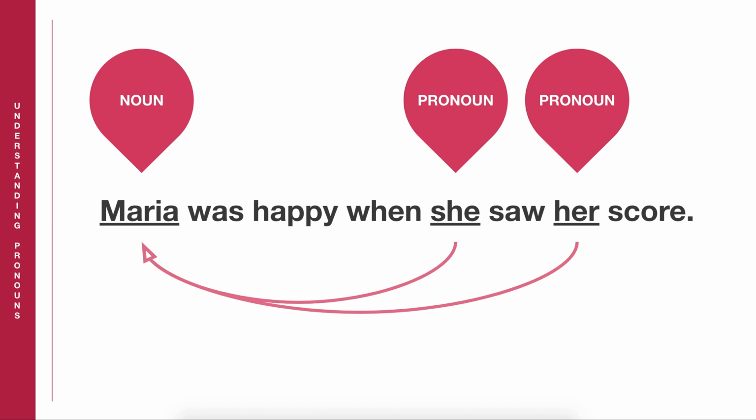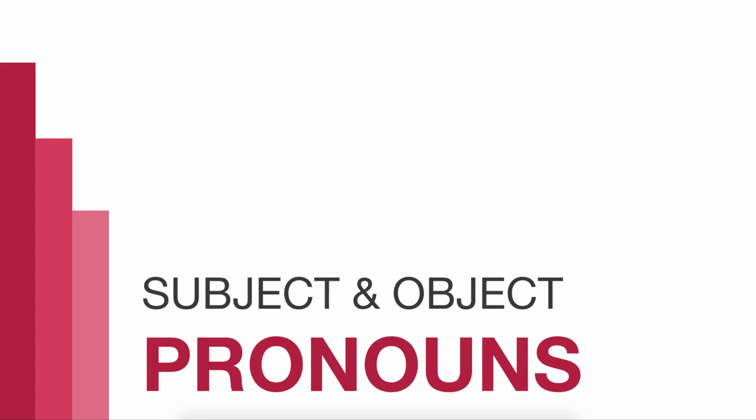In particular, though, one interesting thing that we do in the English language is we change our pronouns based on whether they are in the subject or object position of a sentence, which is why it is so important to be able to differentiate between the subject and object of a sentence, because our pronouns are going to be changing depending on what position they're in.